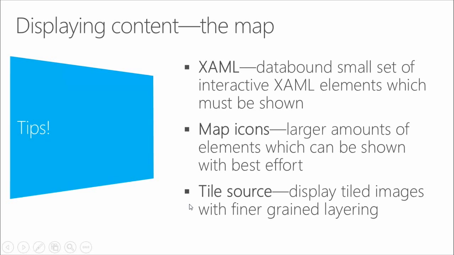Okay, so we talked about displaying content on the map. We talked about displaying XAML, data binding small sets of interactive XAML elements. These are going to be slower to render, but they're always going to render. And so if you want something a little bit faster, you can do map icons. And then we talked about the tile source, where you can display those tiled images.